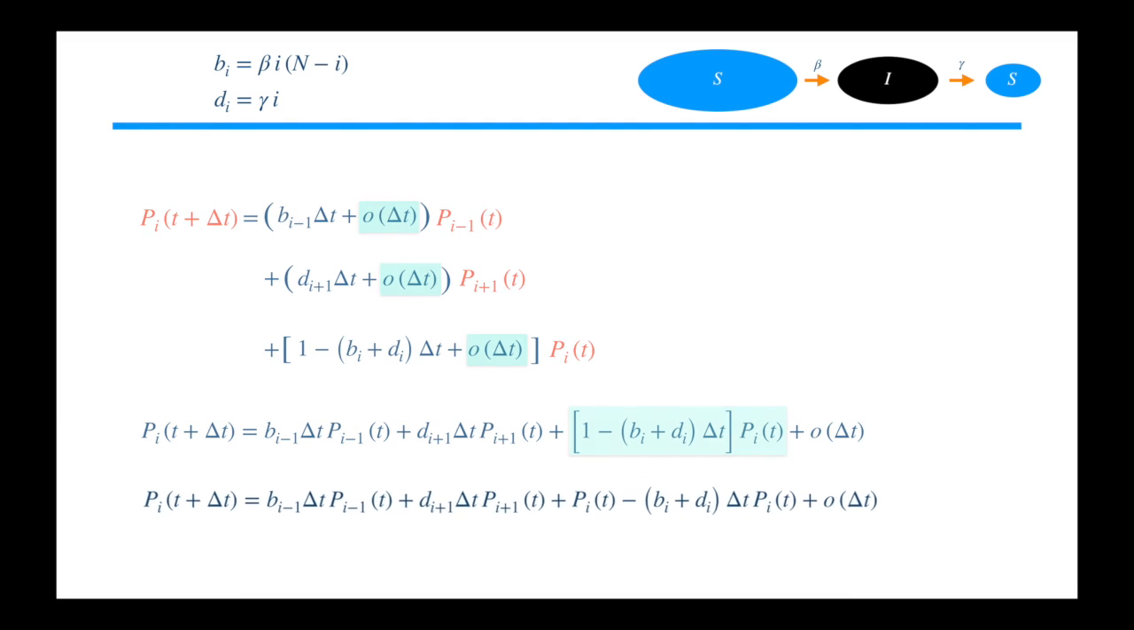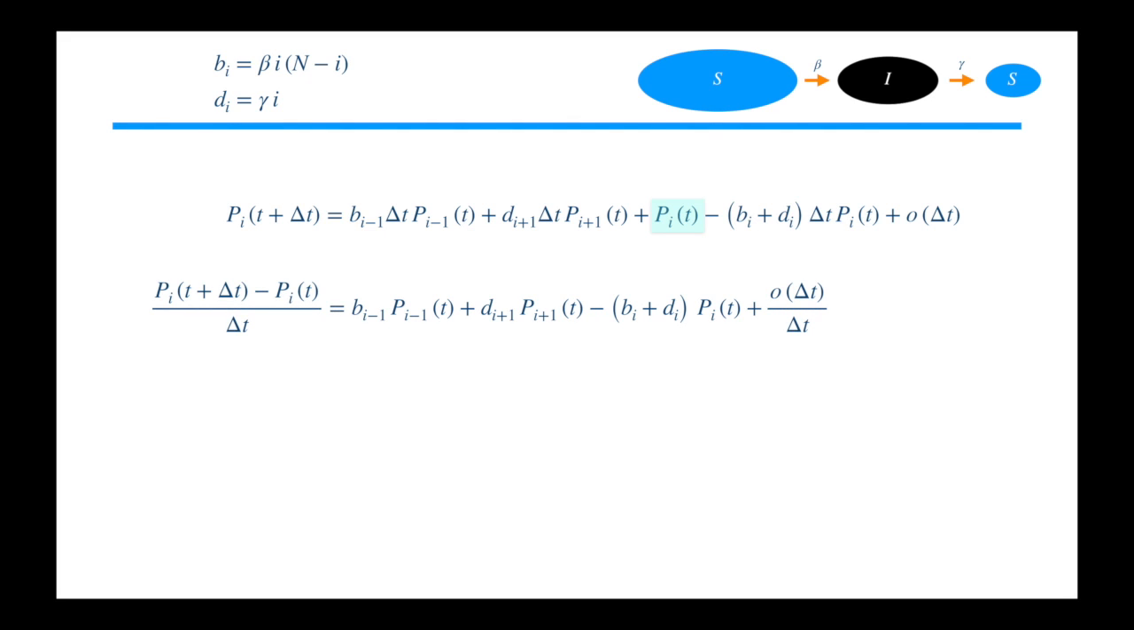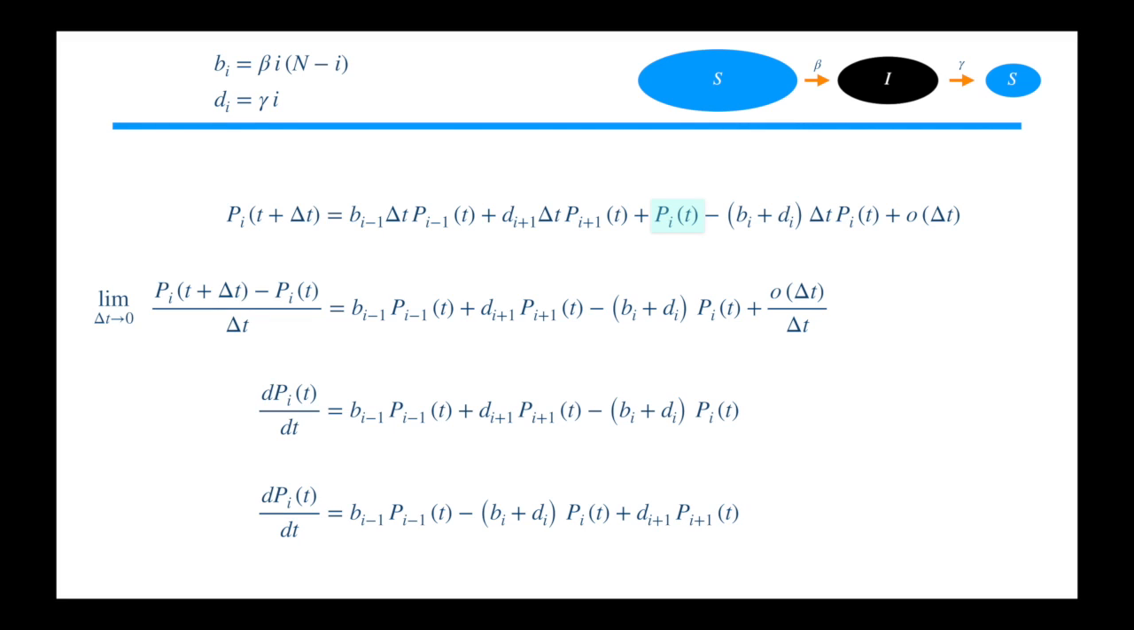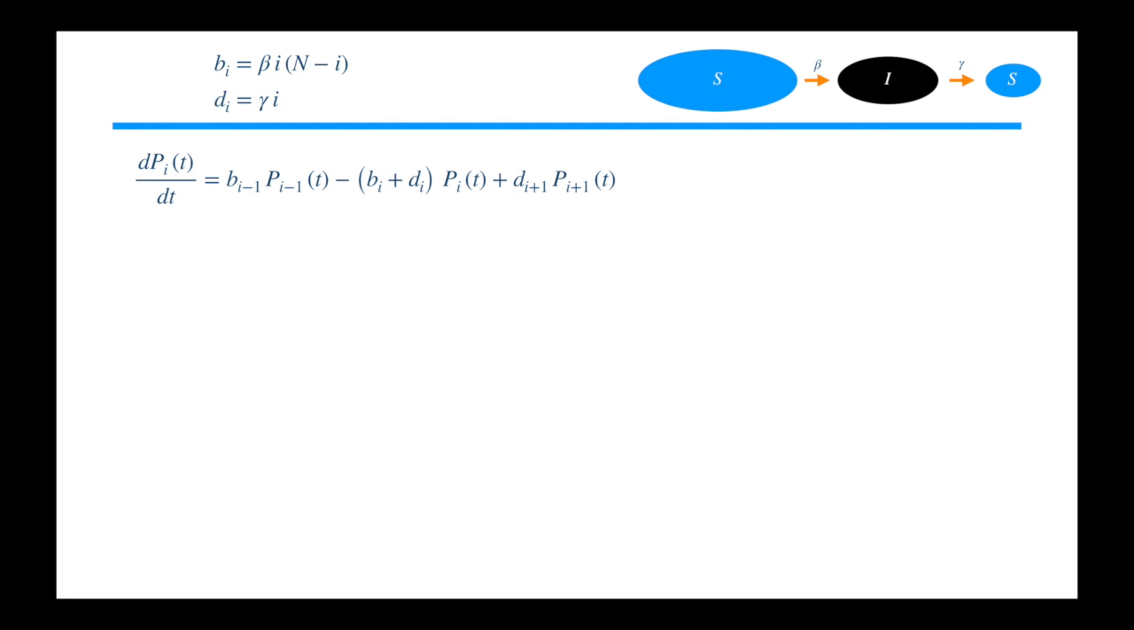Now if we shift this p to the left hand side and divide through by delta t, and then let delta t go to 0, the expression on the left hand side turns into a derivative and the last term becomes 0 because order of delta t term goes to 0 faster than delta t by definition. And just for convenience, let's rearrange the right hand side in order of increasing I. So what we got here is the Kolmogorov forward equation, or the Fokker Planck equation.